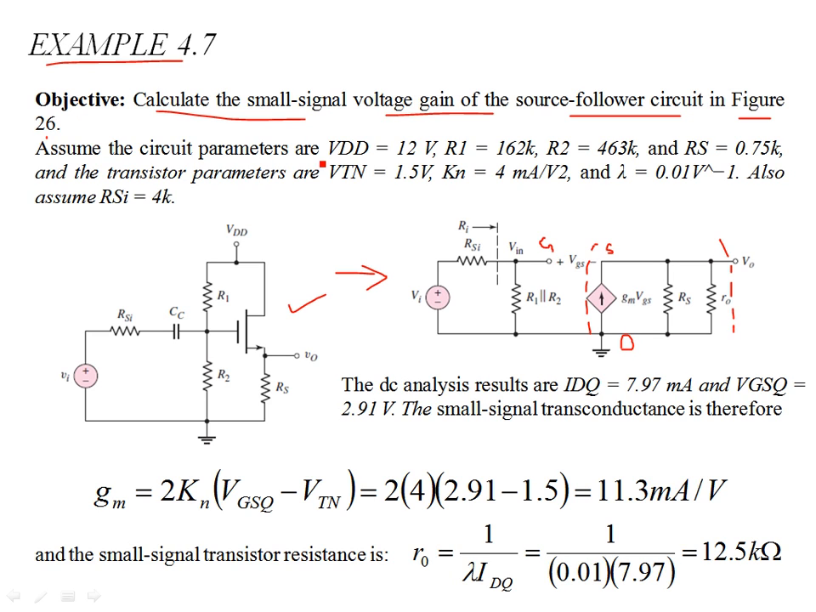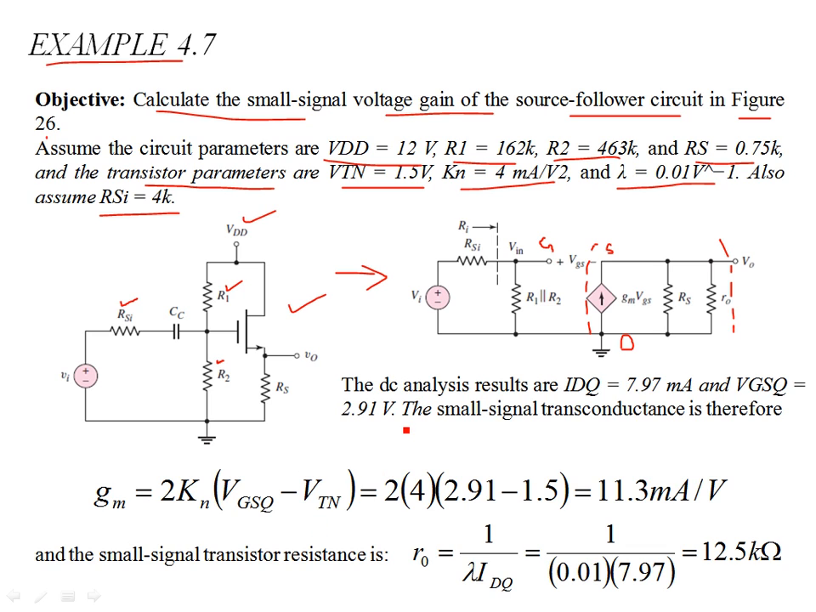So assume the circuit parameters are VDD is given as 12 volts over here, and R1, R2 are given as 162 and 463 kilohms, the biasing resistances, and RS is 0.75 kilohms. This is the output source resistance. Now the transistor parameters: the threshold voltage is given as 1.5 volts, the conduction parameter is 4 milliamps per volt squared, and the channel width modulation parameter lambda is 0.01 volts inverse. Assume RSI is 4 kilohms. So let's start with the DC analysis.